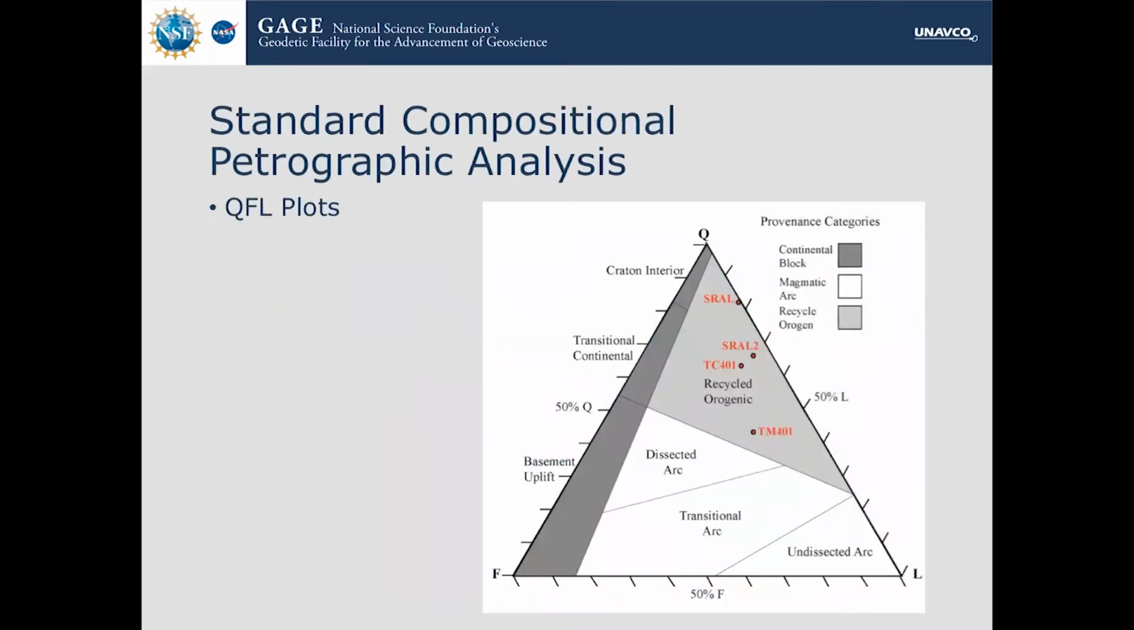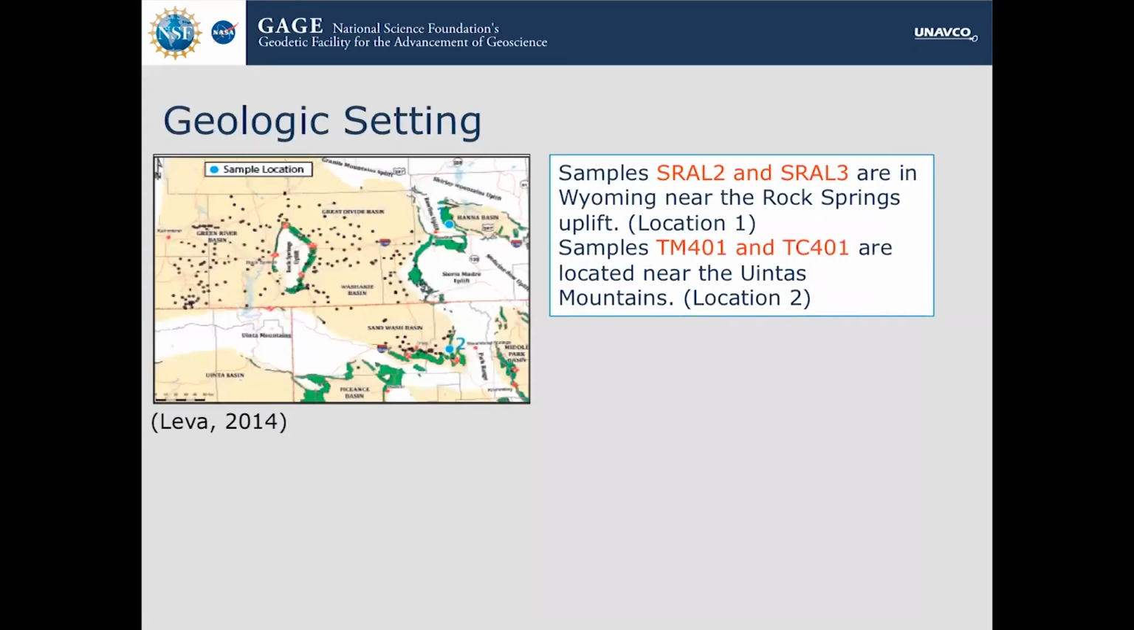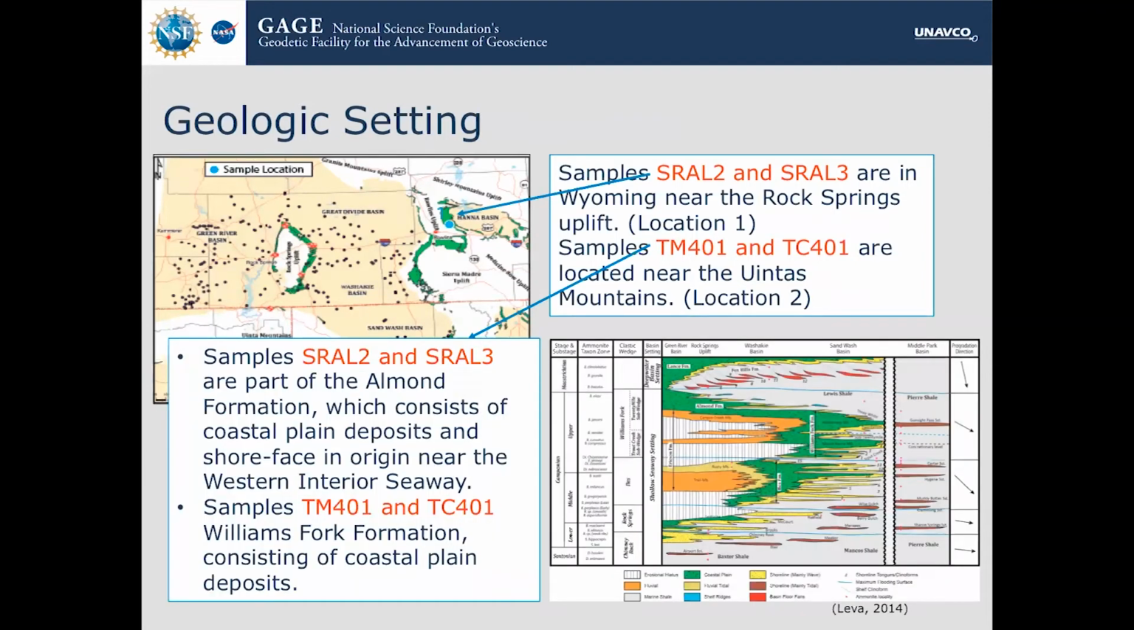QFL plots, as I explained earlier, compare the quartz concentration to the feldspar and lithic concentrations in the sandstone samples. Our geologic setting is in the Cordilleran Foreland Basin. This is Rock Springs, Wyoming. SRAL2 is from the Almond Formation near the Rock Springs uplift. TM401 and TC401 are near the Sand Wash Basin, and are from the Williams Fork Formation. And as I said earlier, SRAL2 and SRAL3 are from the Almond Formation, which is coastal plain deposits and shoreface in origin near the Western Interior Seaway.